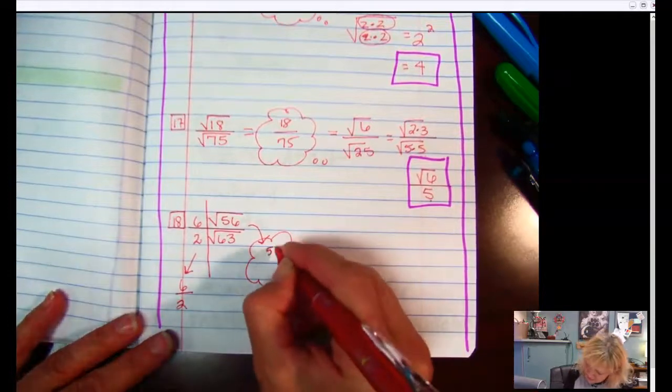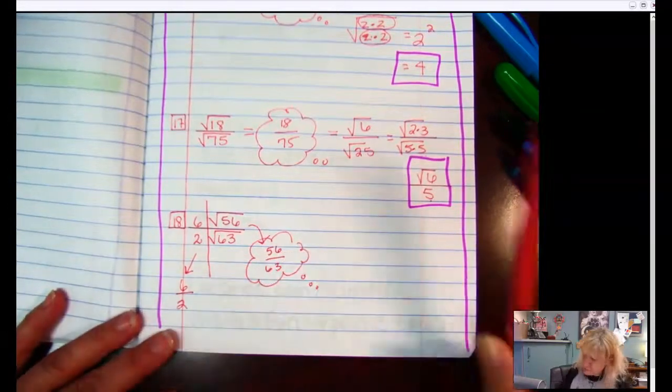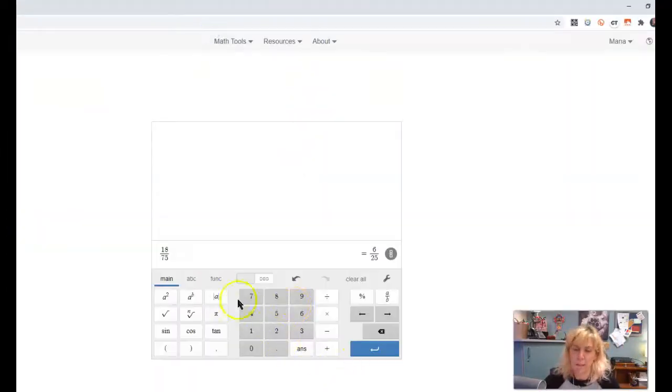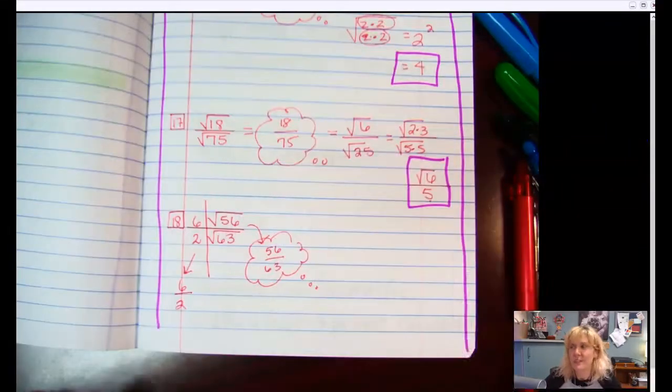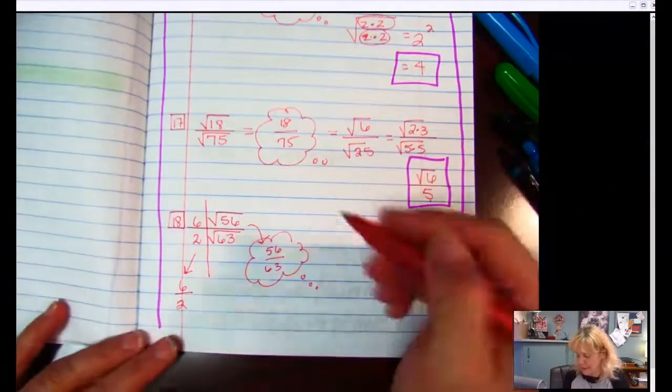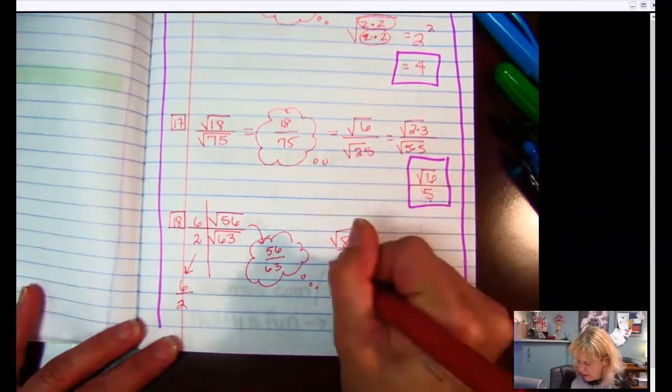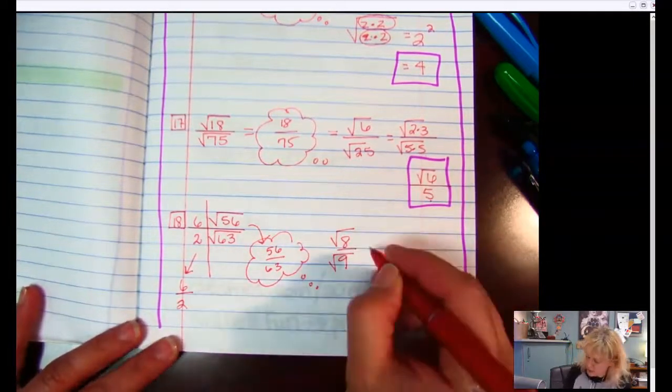So let's do 56 divided by 63. And again, I'm going to use Desmos. Desmos is my friend, like math is fun. So remember, it is 56 divided by 63. And we get that. I don't even know what that is. But I know that fraction. So that's what I want to use. So I'm not going to write 56 divided by 63 anymore. I'm going to write 8 over 9, and redraw the square root symbols.